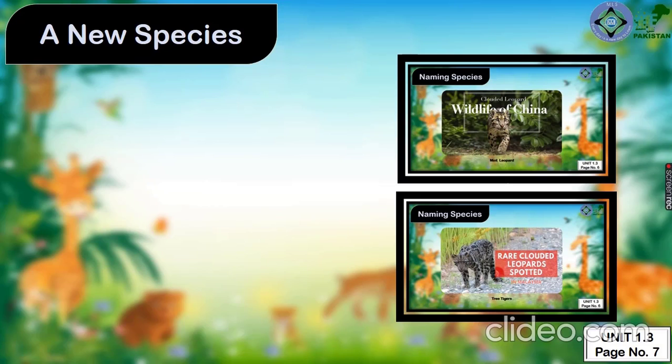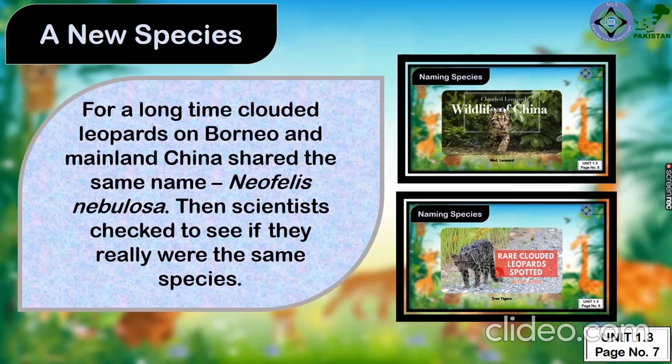That's why it's written here in your book. For a long time, clouded leopards on Borneo and mainland China shared the same name, Neofelis nebulosa. Then scientists checked to see if they really were the same species.